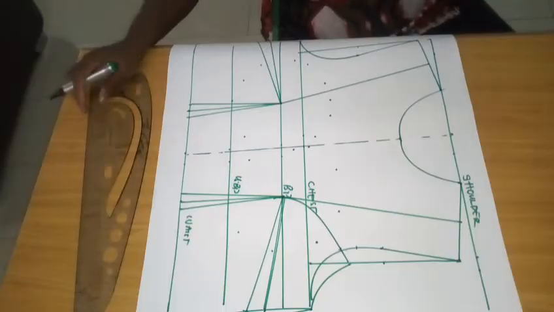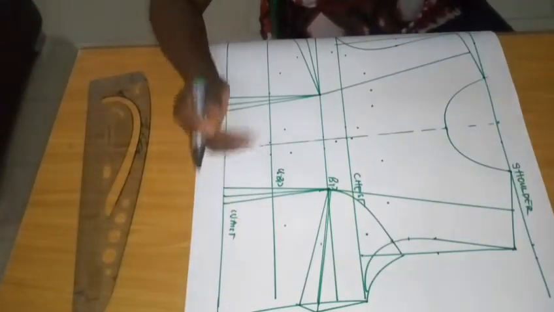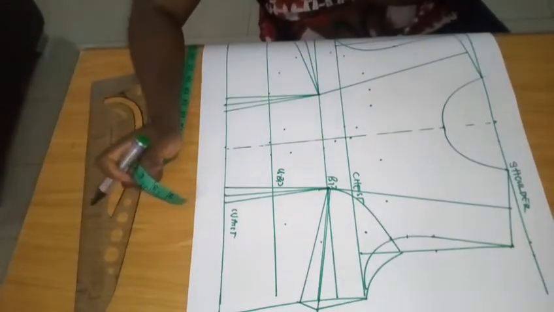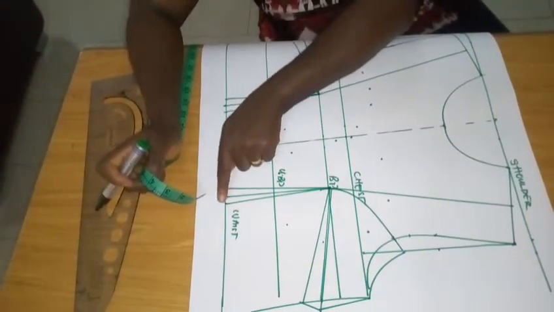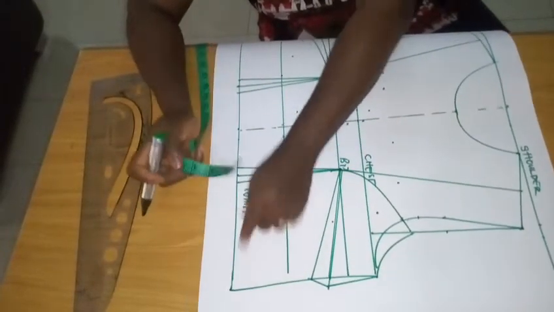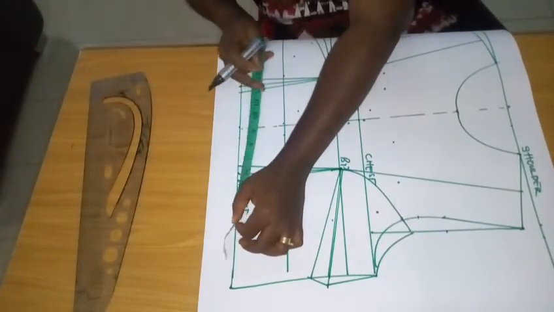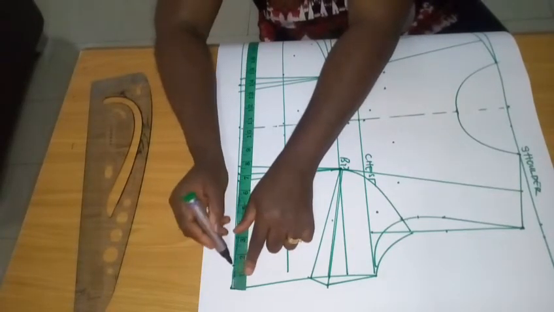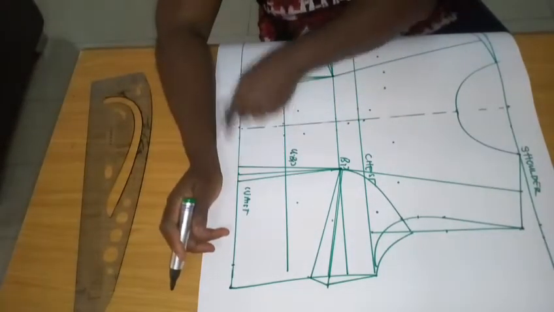Next will be under bust contouring. We have a dart of 1.5 right here. That is 0.75, 0.75. Of course, I've added it to the waistline. My waist here divided by 4 is 9. So this is 9, and I added 1.5 for my dart.